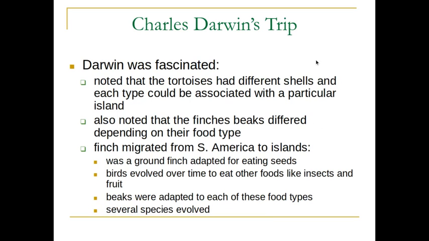So he noticed that there are different shells for different tortoises on different islands. Each island had its own unique versions of tortoises, its own unique versions of iguanas, and its own unique versions of finches. And his question was, where did they all come from? Did they start here, or did they arrive here and develop over time?